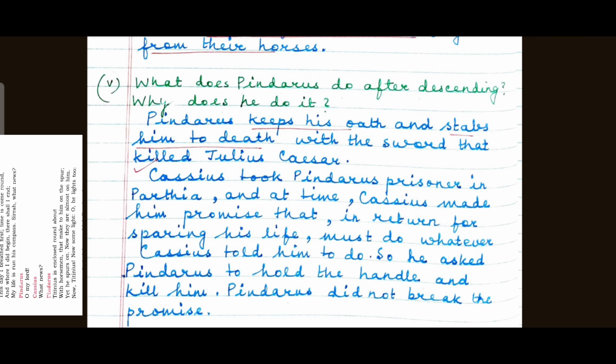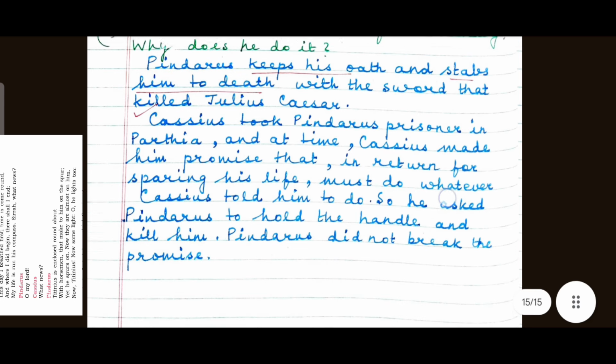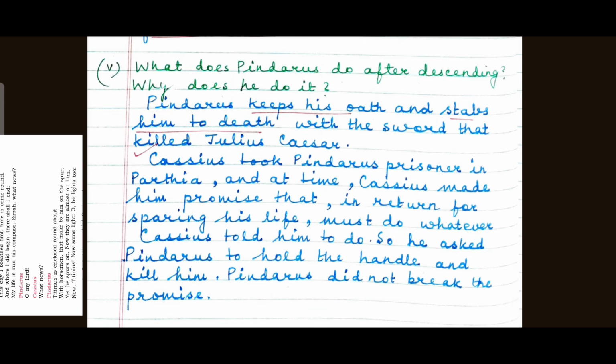And why does he do it? Cassius took Pindarus prisoner in Parthia, and at that time Cassius made him promise that in return for sparing his life, he must do whatever Cassius told him to do. So he asked Pindarus to hold the handle and kill him. Pindarus did not break the promise. So, now the next extract.